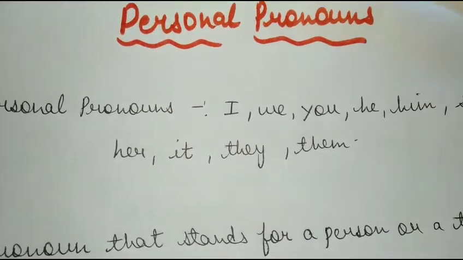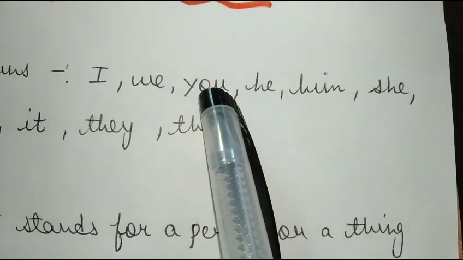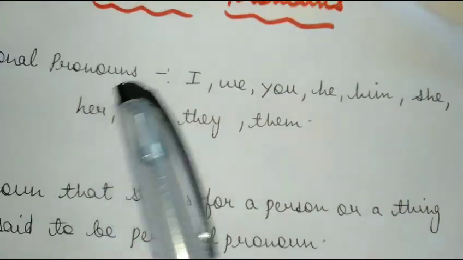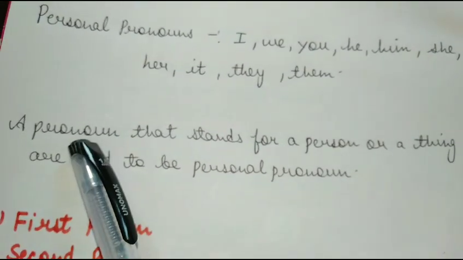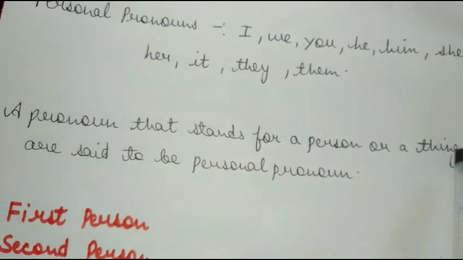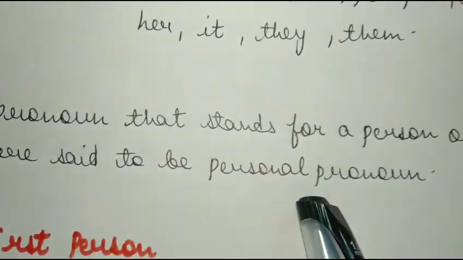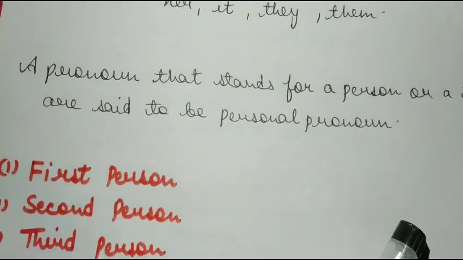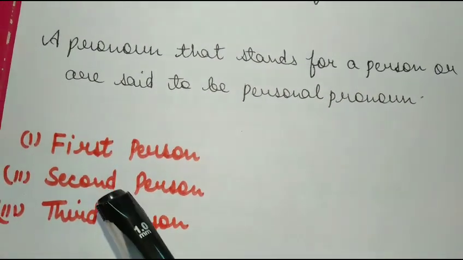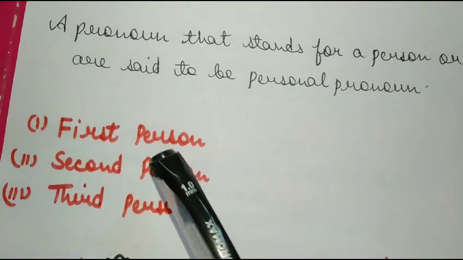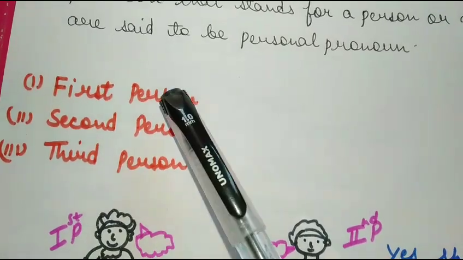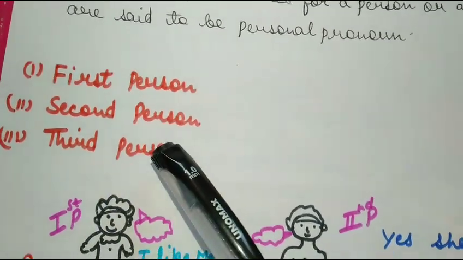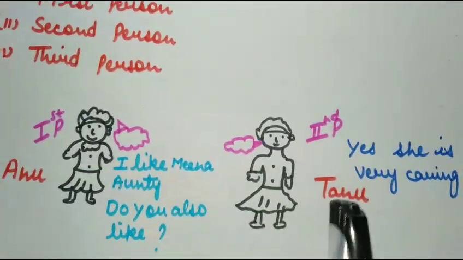So let's start. Personal pronouns: I, we, you, he, him, she, her, it, they, them. These are all personal pronouns. A pronoun that stands for a person or a thing is said to be a personal pronoun. Now, there are three types of personal pronouns: first person, second person, third person. And now I am going to tell you about first person, second person, third person one by one with the help of the example given below.